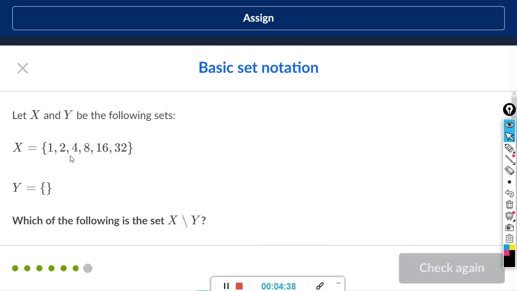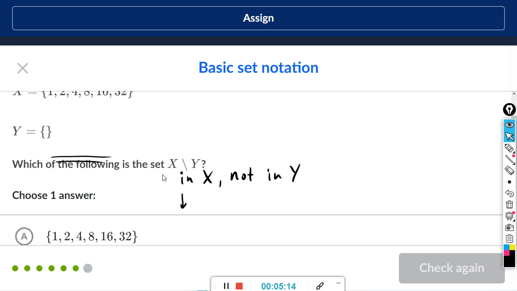Okay, so here we have the values for X, and the values for Y is the empty set. Which of the following is in X but not in Y? Okay, so that backslash, it just means the ones that are in X but not in Y. All right. So as you can see, all of the numbers are in X, but not in Y. So the answer is going to be all of these numbers here. 1, 2, 4, 8, 16, 32.